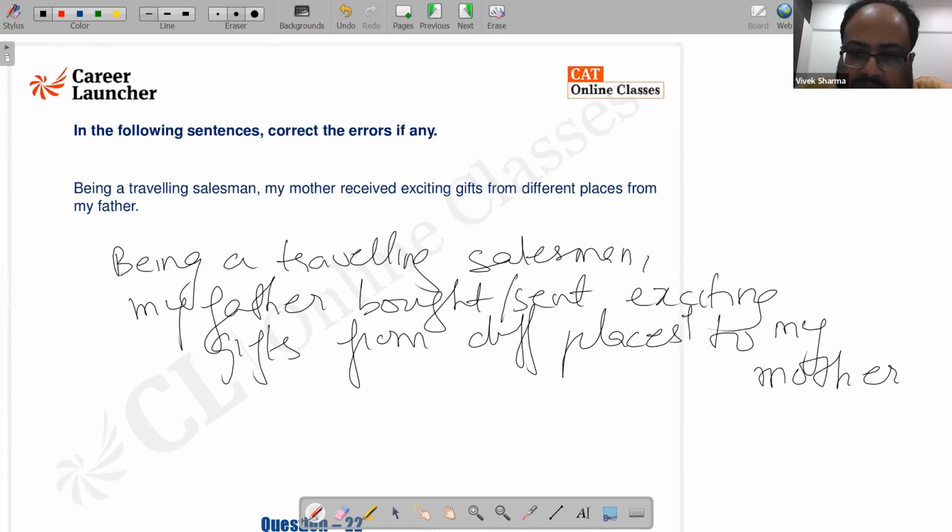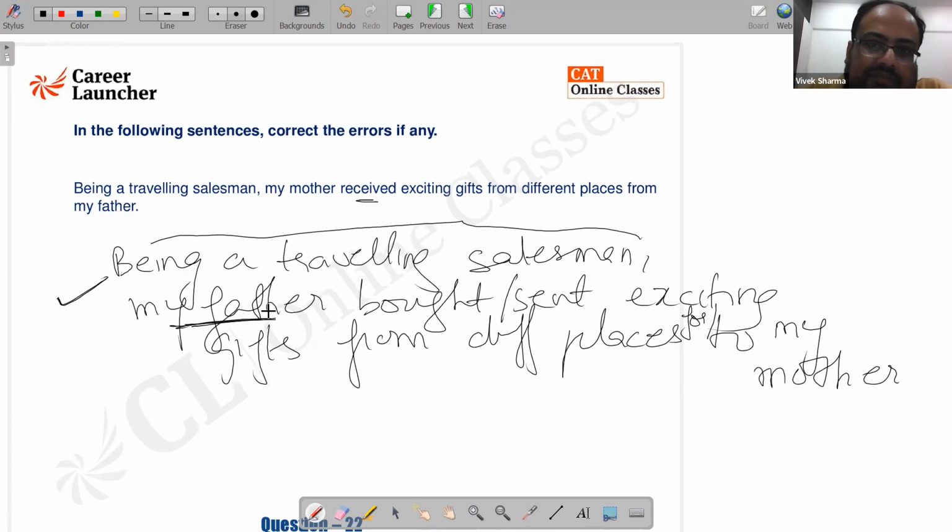Say, if it is bought, it will be for. If it is sent, it will be to. Right? So that preposition will change accordingly. But either ways, it's fine. Right? Being a traveling salesman, my father bought exciting gifts from different places for my mother, or sent exciting gifts from different places to my mother. And both correct. I would prefer the second version because the original sentence is received, right? So sent makes more sense, right? So this is what the correct sentence would look like. Being a traveling salesman, this is what the modifier is, right? This is what the modifier is. It refers to my father, right? So this would be the correct sentence.